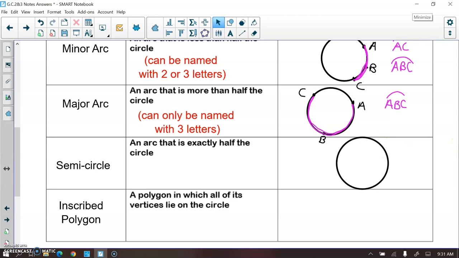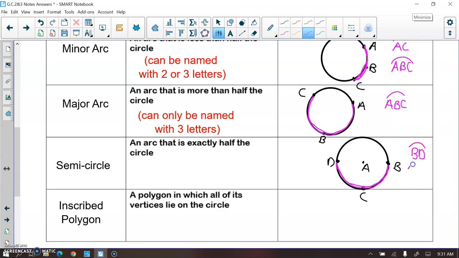So if we have the center of our circle being here, a semicircle would start at one edge of your diameter and end at the other edge of your diameter. So it would look like this. A semicircle can be named with 2 or 3 letters. So this could be arc BD, or it could be arc BCD.